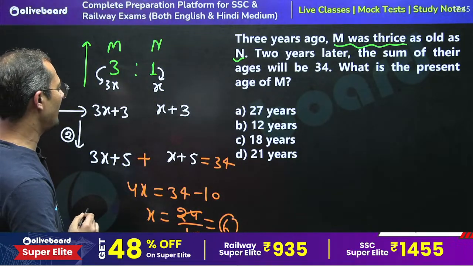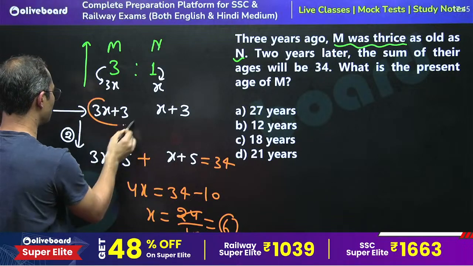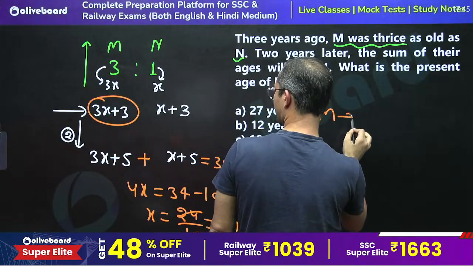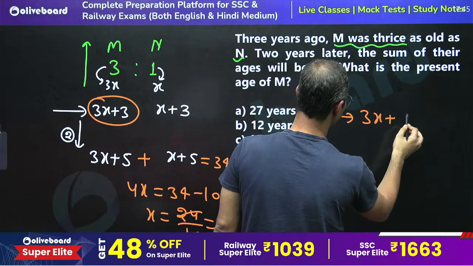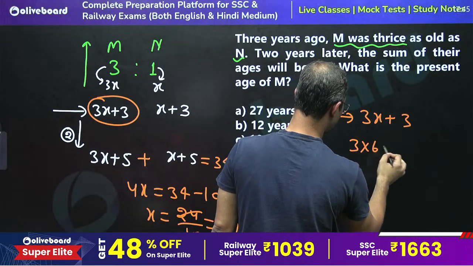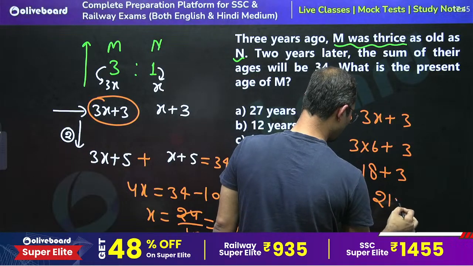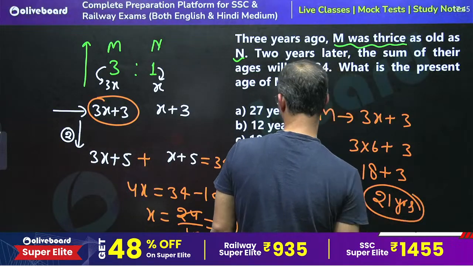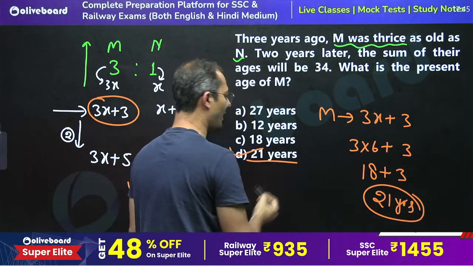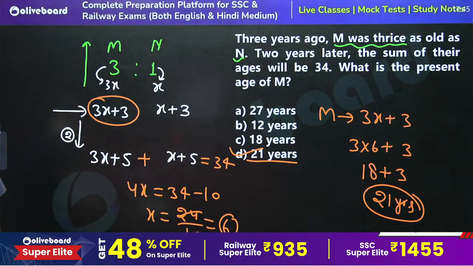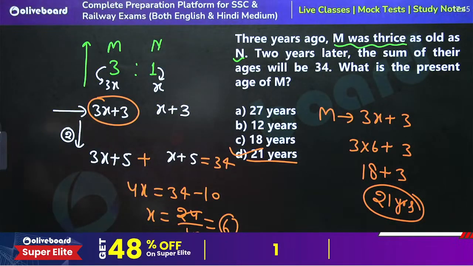What is the present age of M? The present age of M is 3x plus 3. So 3 into 6 plus 3, 18 plus 3. So we can say that 21 years is the right answer. The present age of M is 21 years. Yes, D is the right answer.